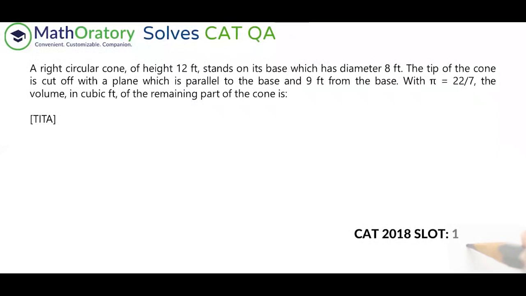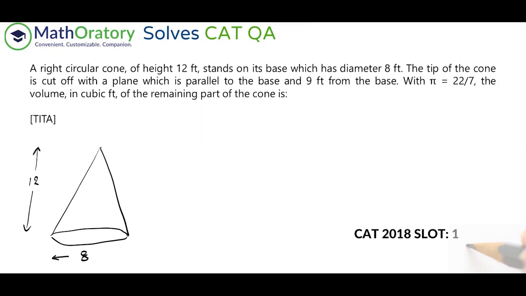Okay, we have a 3D question here. A right circular cone of height 12 feet stands on its base, which has diameter 8 feet. So you have a cone. This is not to scale, by the way; I'm just drawing this roughly. So this has a height of 12 feet. Everything is in feet, so I'm not writing feet every time. And the diameter is 8 feet.